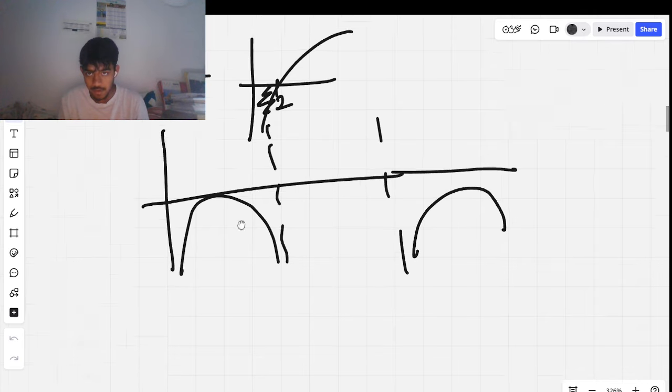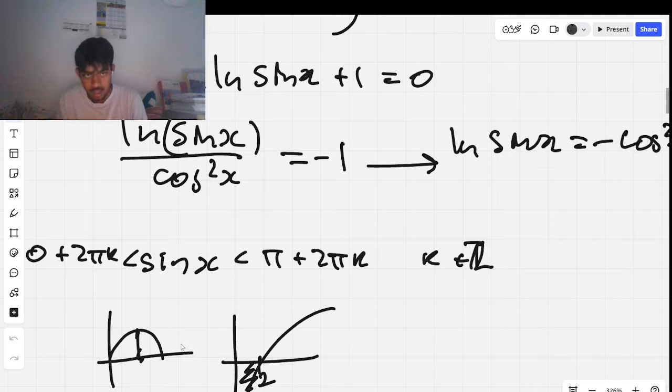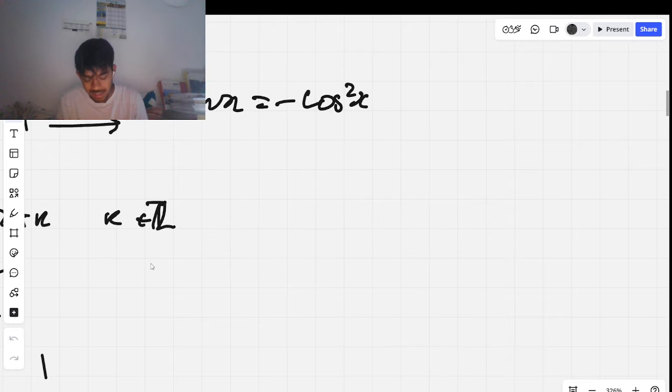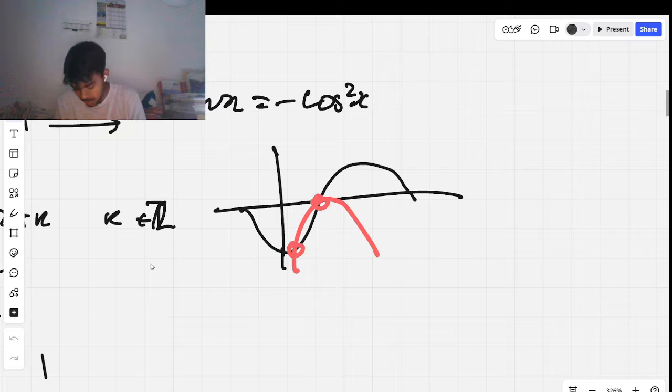Now, this is very important because I want to make an argument from this. Ln sine x is equal to minus cos squared x. Cos squared x looks like this. Okay, so if I graph minus cos squared x and ln sine x in the same graph, perhaps with different colors, we see it has two intersects, one here and one here.